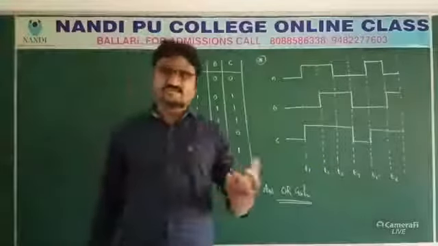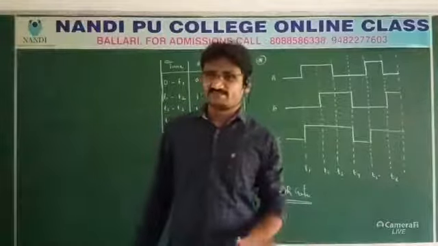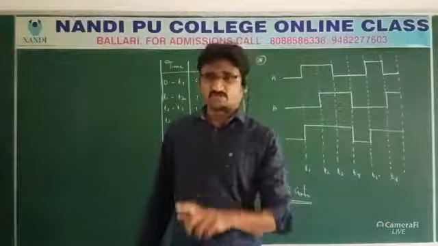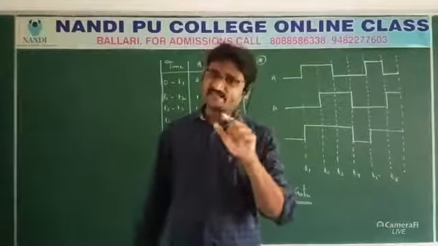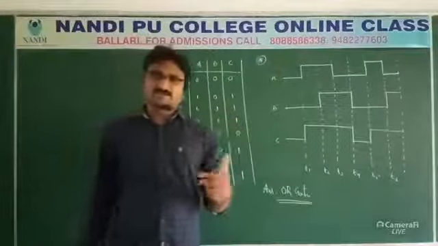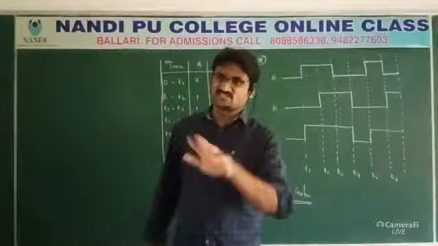The basic idea we have about the basic gates. What is AND gate operation? If A, B are 2 inputs in an AND gate, what is the output? A into B, A dot B. Next, OR gate. OR gate means what? A, B, 2 inputs. The output is A plus B.